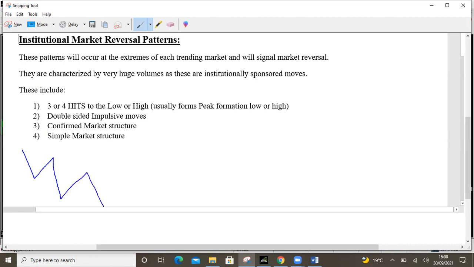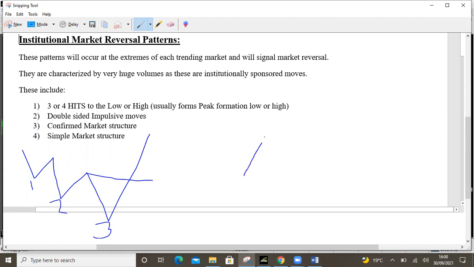1, 2, 3, then shift. So you have the 1st low, 2nd low, the 3rd low, and the 3rd low will give you a break of market structure. These are the 3 hits to the low. They create the peak formation low, and once the peak formation low is created, then there's a break of market structure. This is what so many people call the neckline. So the neckline will be broken, what we call the break of market structure.